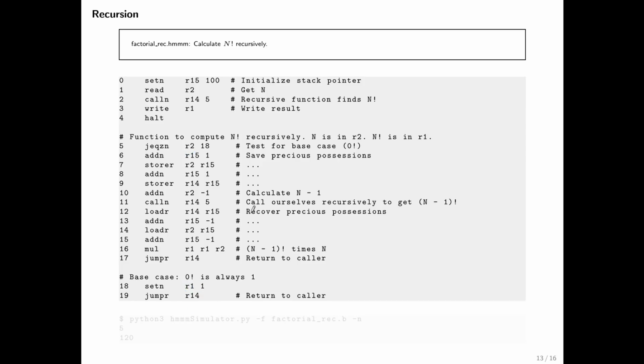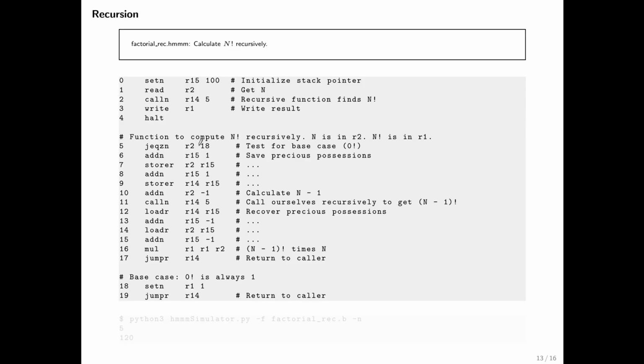Before continuing, let's take an example where R2 was set to be 0. So the user supplied the value 0, and we call the function with R2 equals 0. R2 is 0, so we jump to 18, we set R1 to 1, and we jump to R14. But what was R14? R14 was precisely 3, so we jump here and we write the value of R1, which is 1. And that is correct because 0 factorial equals 1. So things work correctly when n is 0.